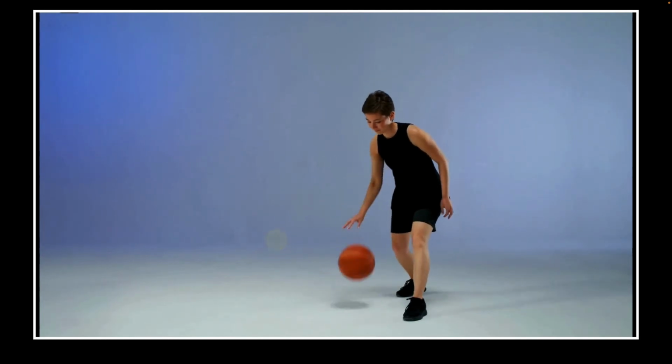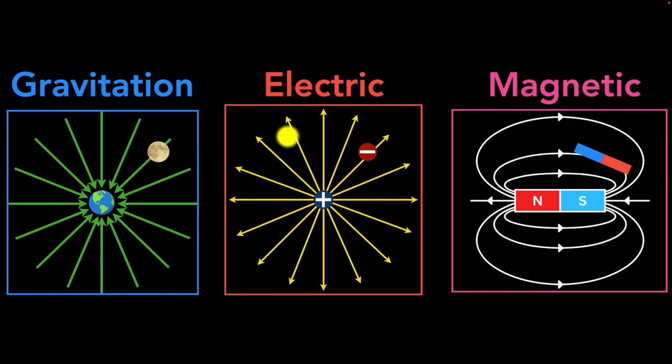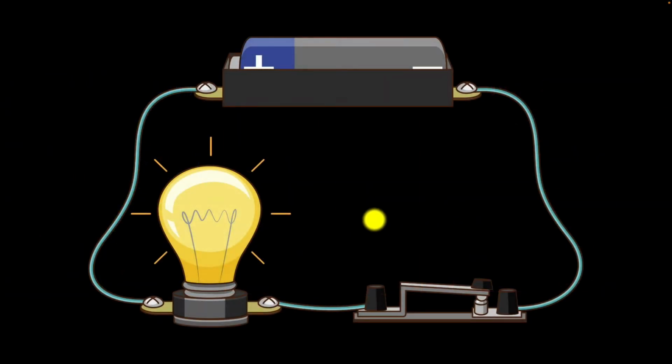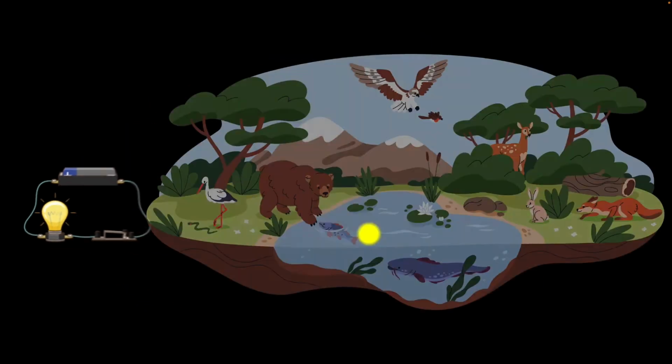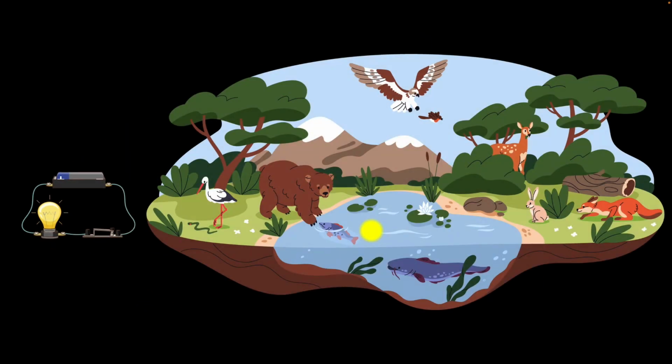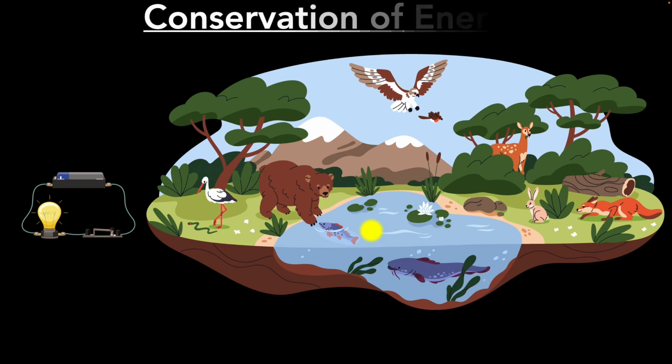That is amazing, right? Finally, everything we've talked about doesn't just apply to gravitational potential energy. Remember, there are other kinds of potential energy. The principle of conservation of energy applies to all forms of energy: electric, magnetic, even light waves for that matter. For example, we can apply it to electric circuits to predict how bright a bulb will glow, or we can use it to understand how energy flows through an entire ecosystem. That's how powerful the conservation of energy really is.